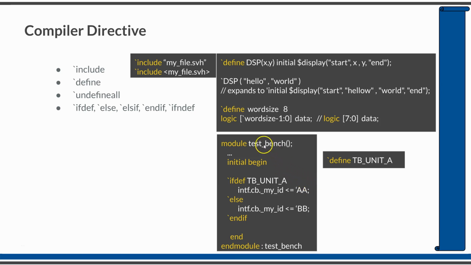So after writing this `ifdef and `else part, you need to define `define TB_UNIT_A in the unit A file, so that it will be included. The compilation will be seeing this part of the code. And in the TB unit B, you should not define this macro, or if it is already defined, you should undef this macro.